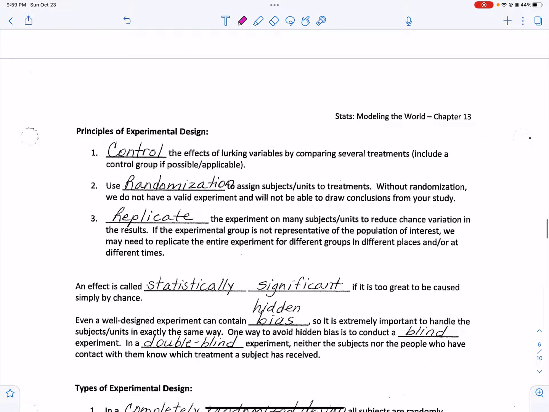Okay, these are the principles of experimental design. CRR is control, randomization, replication. Those 3 things you have to have in order to have a good experiment. If you can block, which I'm going to talk about in a second, that's ideal. But these 3 are absolutely imperative to have a good experiment.